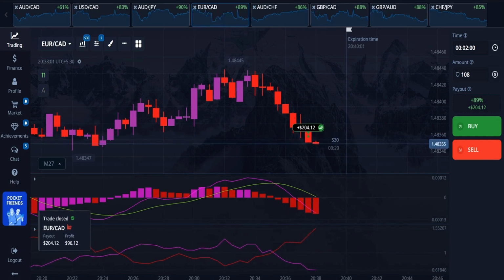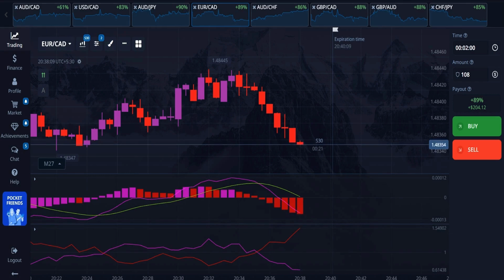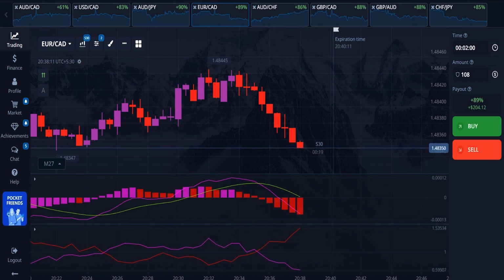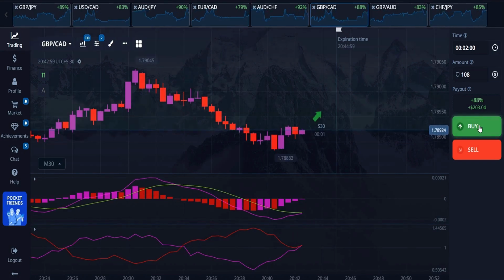We won this trade. This proves once again that following the right strategy with patience can lead to successful trades. But remember, trading isn't about winning every trade. It's about sticking to the plan and managing risk wisely. Now, let's move on and find the next perfect trade setup according to our strategy.